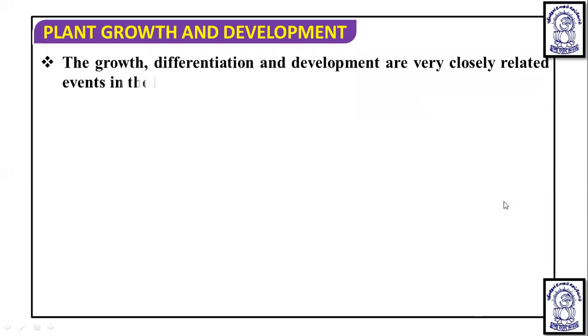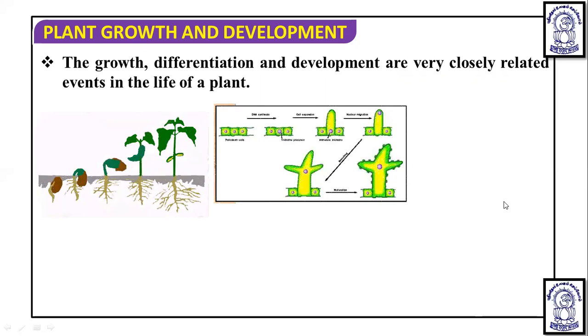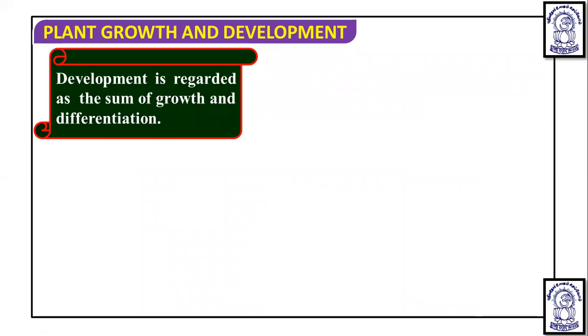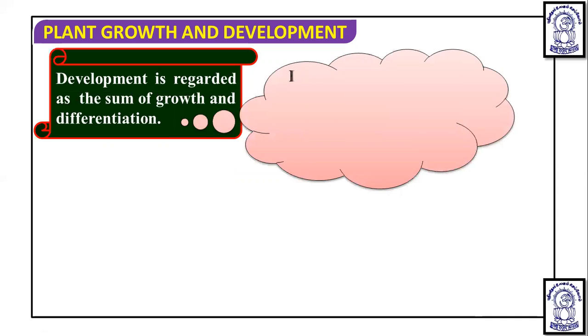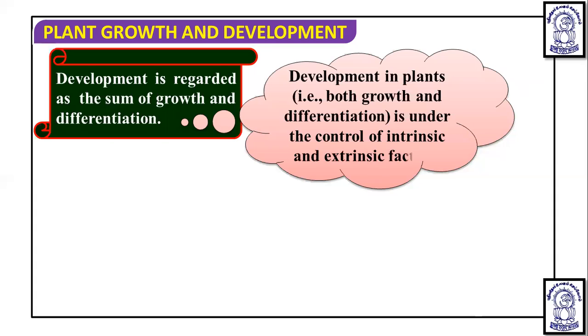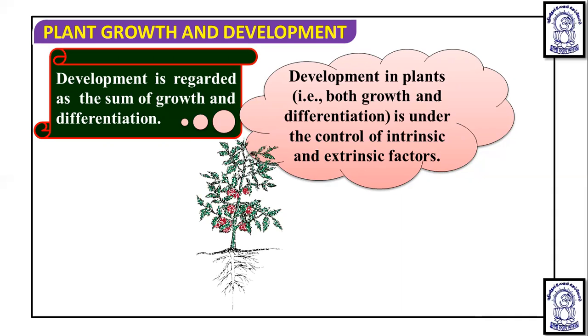Now, growth, differentiation and development are very closely related events in the life of a plant, obviously. And why? Because development is equal to growth plus differentiation. So this is what a particular development event is, and ultimately development events give rise to a particular developed plant. So development is regarded as the sum total of growth and differentiation. Development in plants, that is both growth and differentiation, is under the control of intrinsic as well as extrinsic factors.